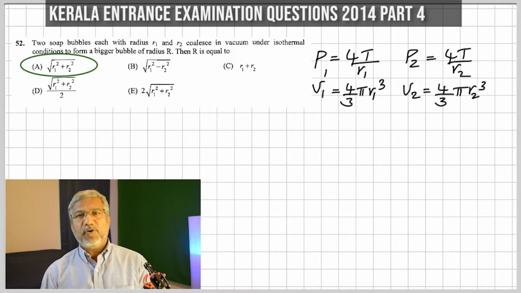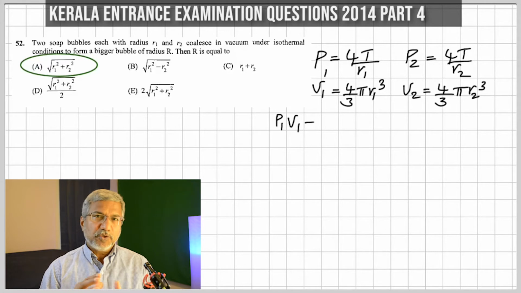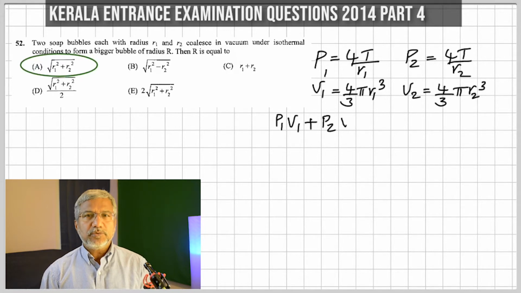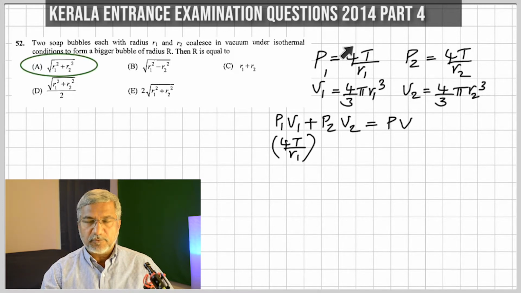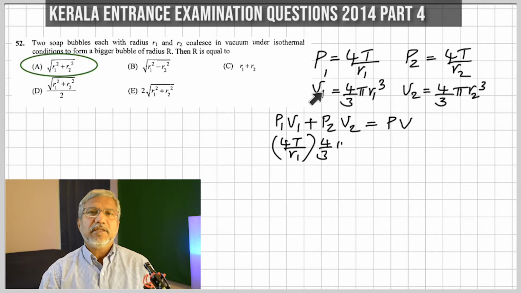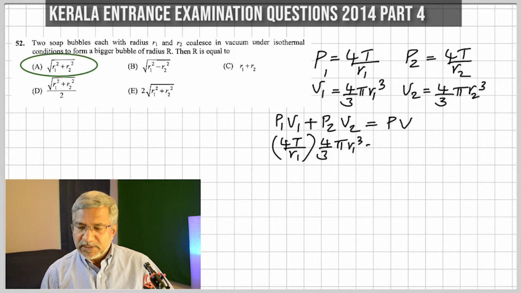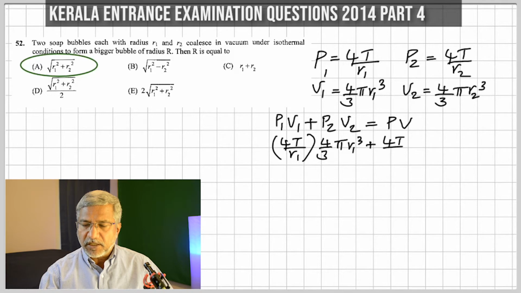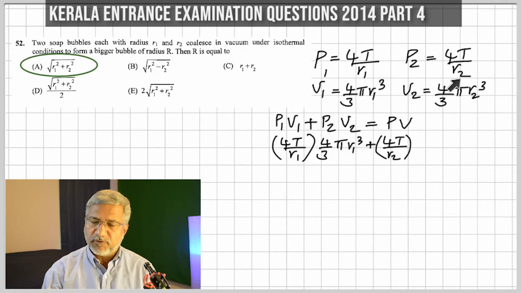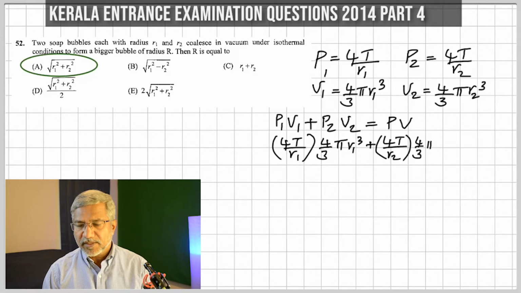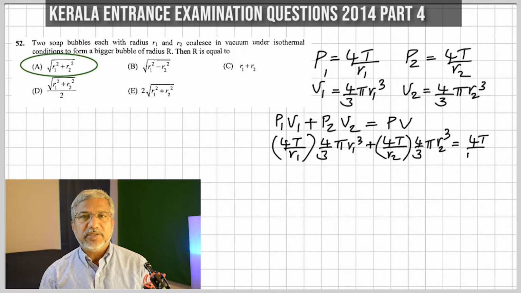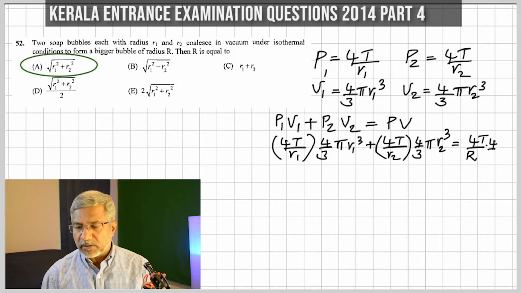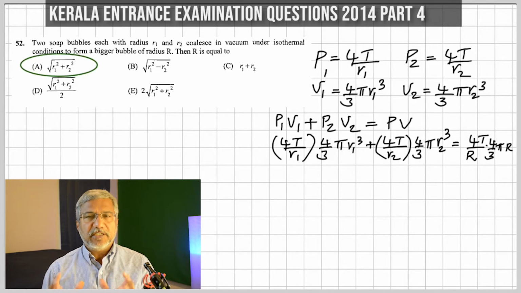Now that we have the pressure and the volume, you can take the product of the two. So initially, P1V1 plus P2V2 should be equal to P times the final volume, right? Okay, so we're going to substitute for P1 as 4T by R1. V1 is this whole thing, 4 by 3 pi R1 cube. And then same thing for P2, 4T by R2. And volume 2 is 4 by 3 pi R2 cube. Okay, is equal to the excess pressure for the big bubble, 4T by capital R. I'm using capital R as the radius of the single final bubble.